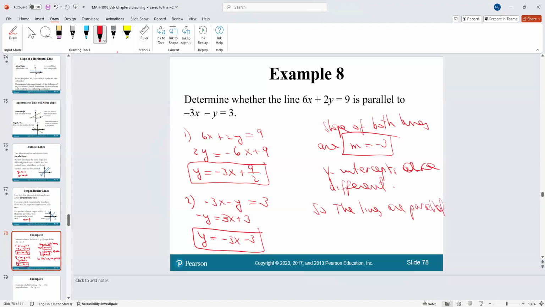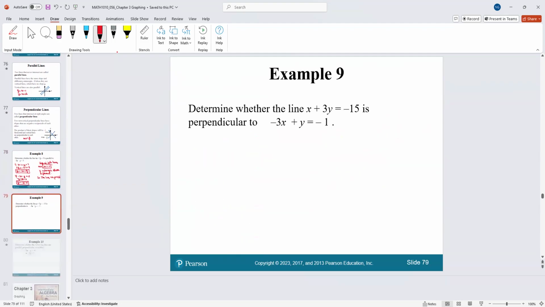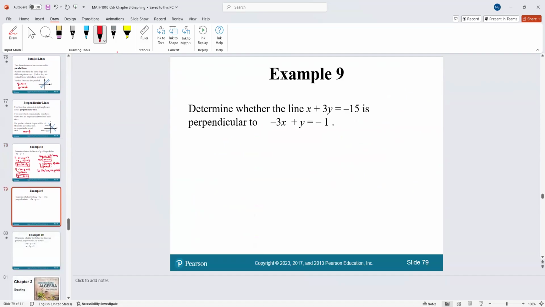Okay. Hope you got it. Hope you did it, right? That's very important. That's one of them that we can do. Now for perpendicular, determine whether the lines are perpendicular. We said two non-vertical lines are perpendicular if the product of the slopes is -1.